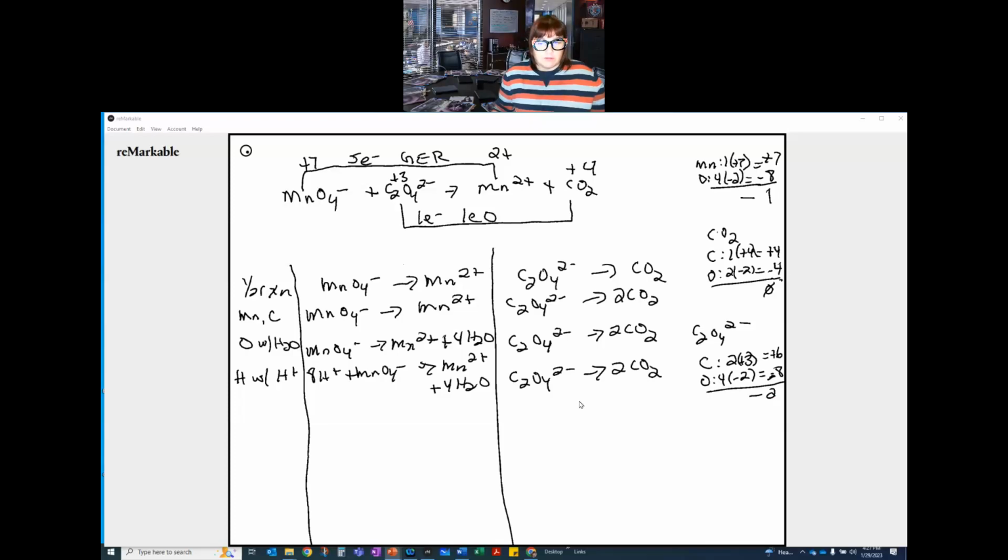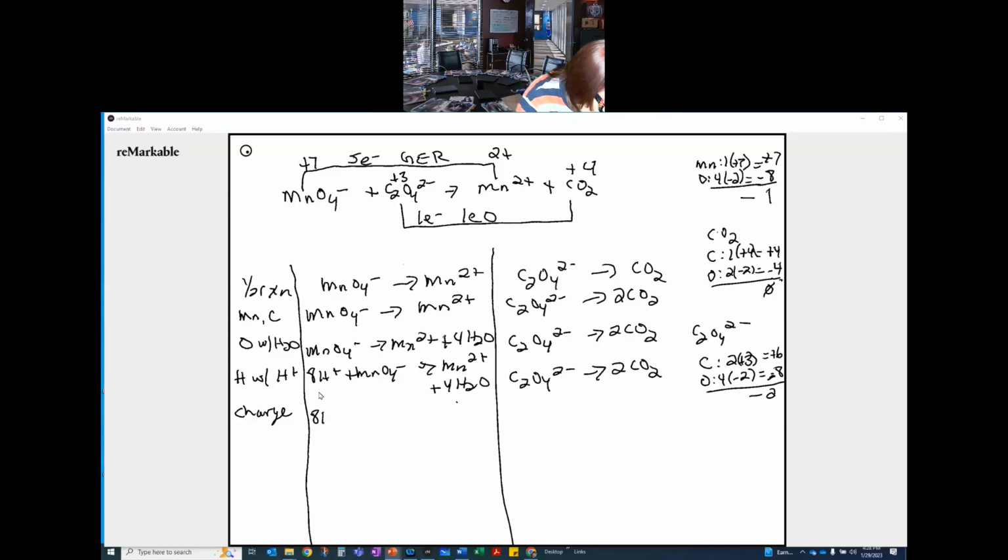Now I need to make sure that I've got balance for charge. So I'm going to write that as charge. And I look at this, and on my reactant side, I have 8 plus and 1 minus, which gives me a total of plus 7. On my product side, I have 2 plus. So there's a 5 electron difference there, which I actually already identified. And where I need to add those electrons is where I have more positive charge.